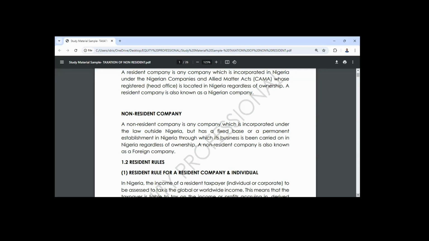So a non-resident company is any company that is incorporated outside Nigeria, but has a fixed base, that means they have a branch, they have a shop, they have a factory or warehouse in Nigeria. That company is a non-resident company. A non-resident company will be liable to tax in Nigeria based on the profit that they derive in Nigeria. Based on what? The profit that they derive in Nigeria.